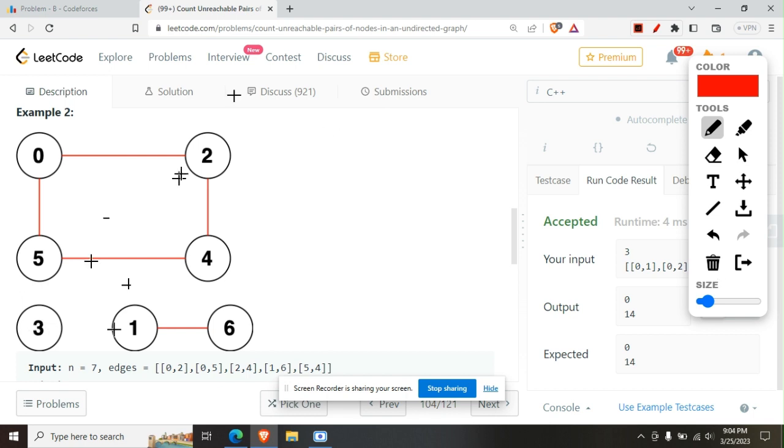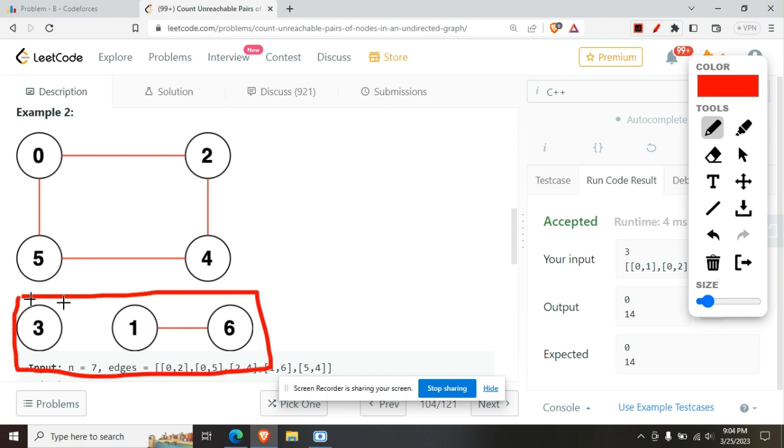Now we want to just find the number of pairs such that the nodes are unreachable. Now when are the nodes unreachable? Let's just take an example with 3 and 1 6. Let's just say we have a graph, this bracketed graph, 3 and 1 6. Now in this 1 6, 1 can reach 6, 6 can reach 1, right? This is perfectly fine, but 3 cannot reach 1, neither can it reach 6.